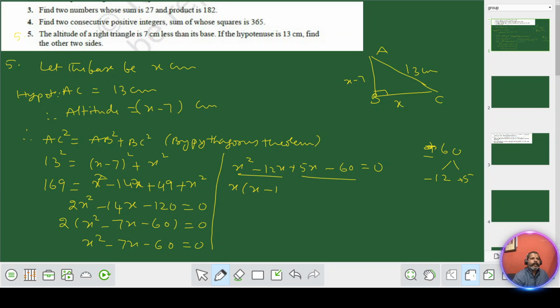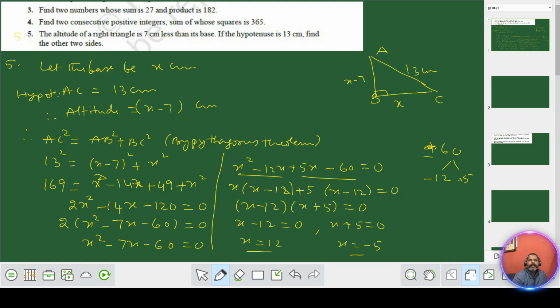Take x common, x minus 12, right? Then plus 5 is common, x minus 12 is again in the bracket. x minus 12 is common in both the brackets, take that out, then x plus 5 is remaining. Equate each to 0, you get the values x equal to 12, x plus 5 is 0, x equal to minus 5. Since length cannot be negative, right? We ignore the negative value.